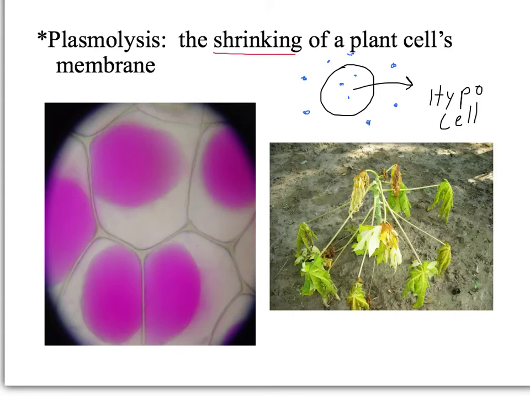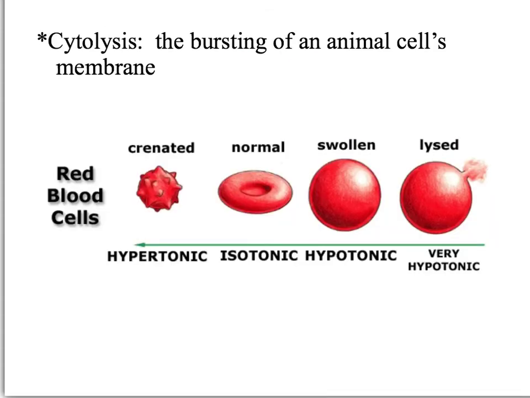Another effect is called cytolysis, and this happens more in an animal cell's membrane because plant cells have cell walls that protect them a little bit more. But cytolysis is when an animal cell's membrane bursts or breaks open. Cyto means cell, lysis means to cut or to split. So we're bursting an animal cell's membrane.